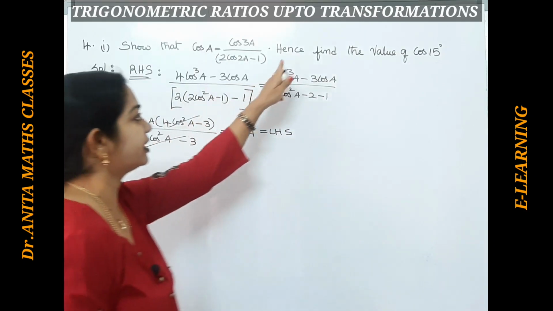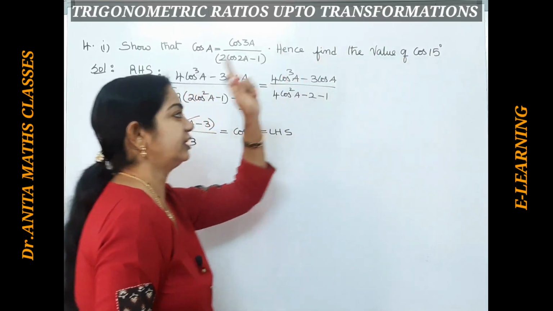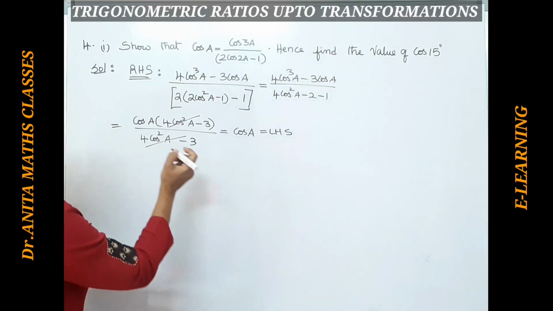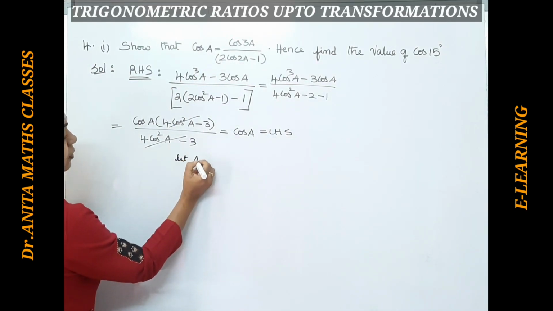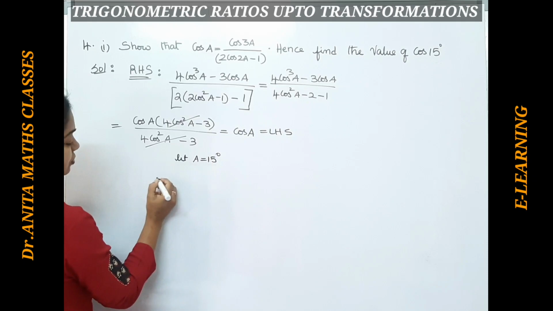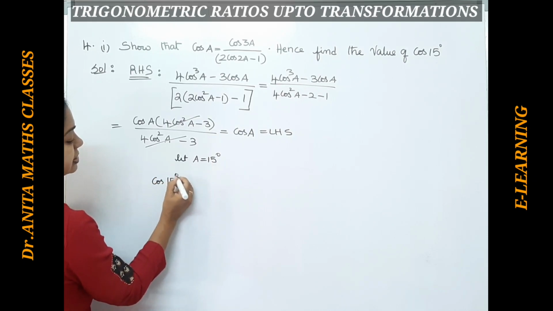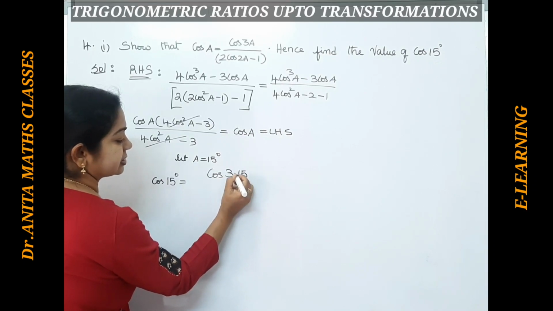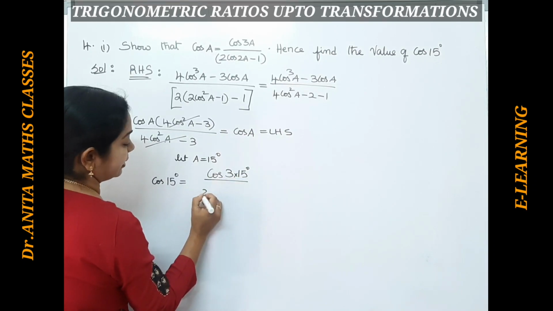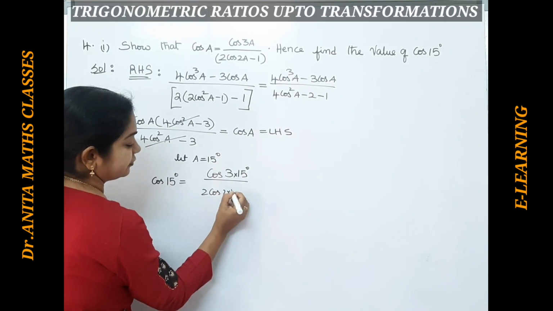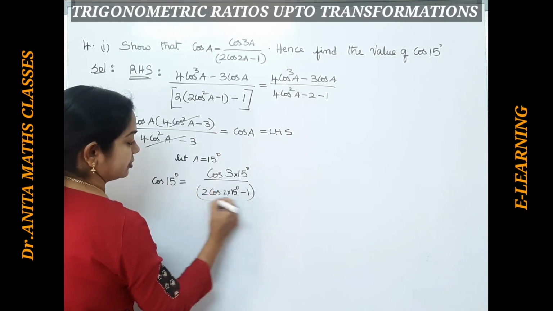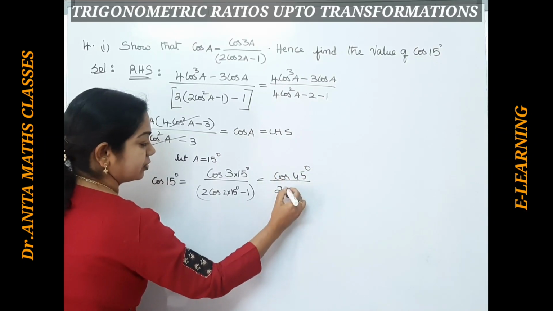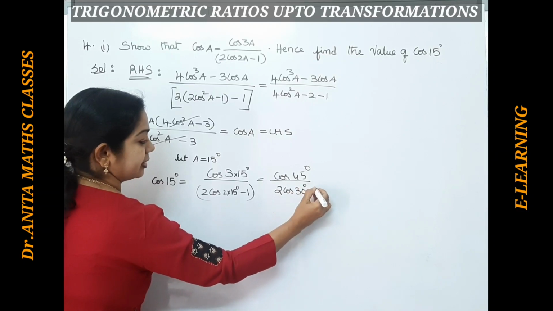Then next we have to deduce the value of cos 15 degrees. Since we have proved this, we will apply it here. Let A equal 15 degrees. So cos of 15 degrees is equal to, we substitute in place of A, cos 3 into 15 degrees, divided by 2 cos 2 into 15 degrees minus 1. This finally becomes cos 45 degrees by 2 cos 30 degrees minus 1.